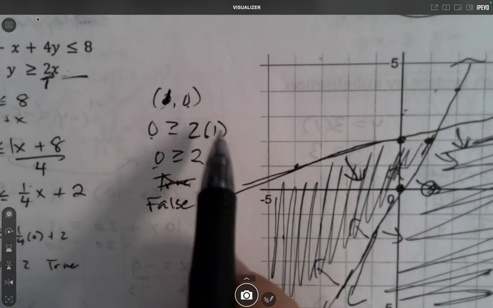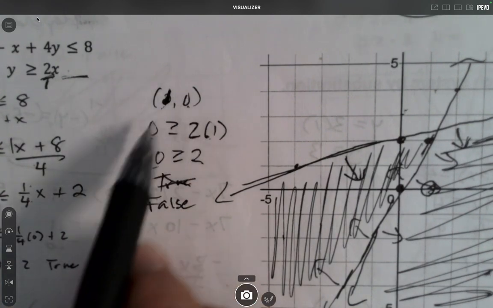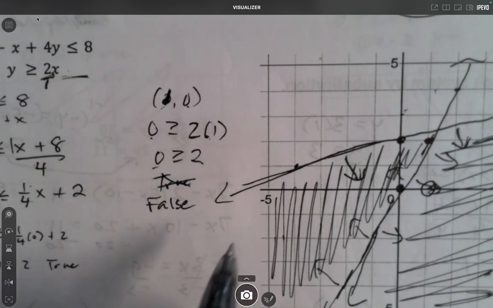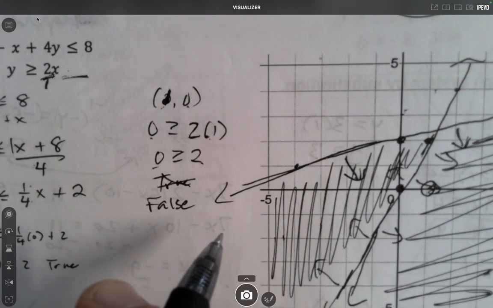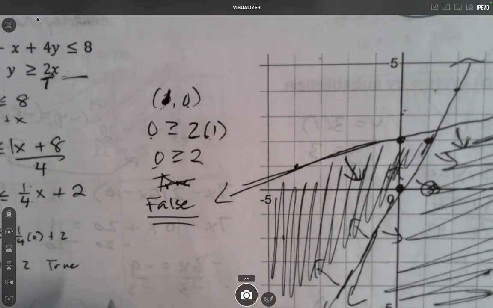So I plugged in 1 for the x using this equation right here. Plugged in 1 for x, 0 for y. That gives you 0 is greater than 2. Now when I first did this, I made a clear mistake and said, oh, that's true, then shaded the wrong way. So in reality, 0 is not greater than 2. I know, it shocked me too.